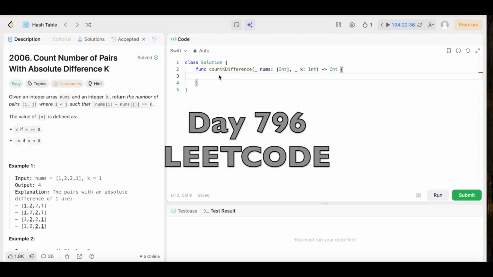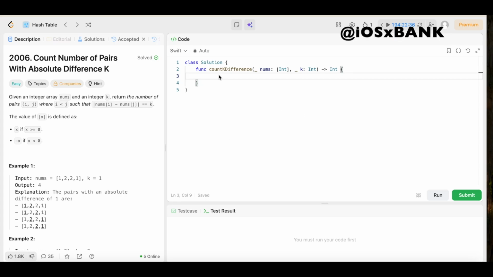Day 796 of doing a LeetCode problem every day until I get a job. All right, y'all, we're back again. Another day, another LeetCode problem where we're doing daily LeetCode problems.